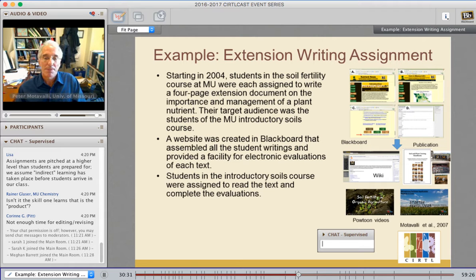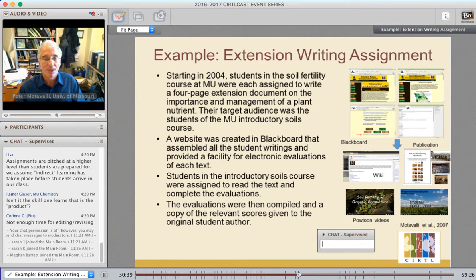And the students in the course were assigned to read the text and complete the evaluations. And then I compiled all those evaluations and gave them back to the original student author. And so during the course, they were able to get back some feedback from their target audience and then be able to revise their writing. So this is an example where the audience is outside of the classroom.